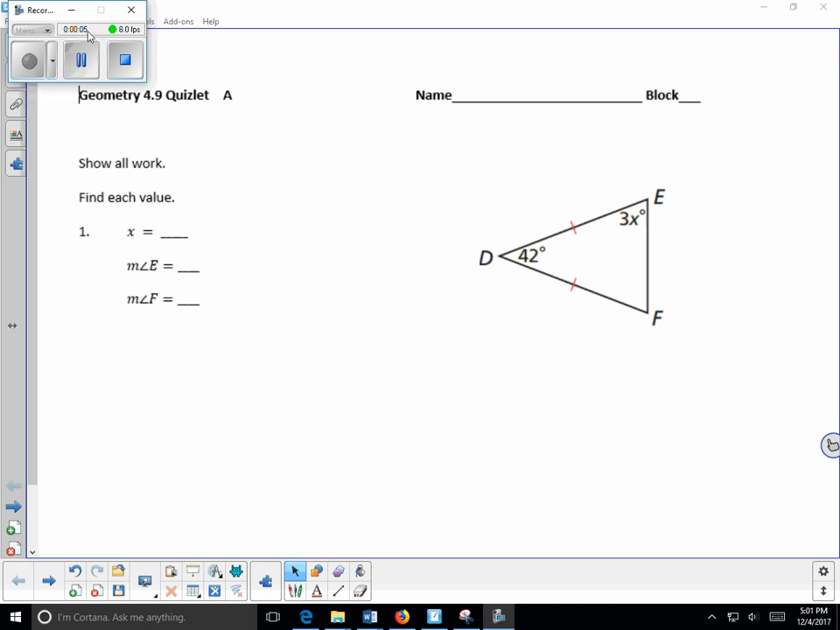We're going over the 4.9 Quizlet. I'm going to be going over version A and B. So if you had version A, you get to see a little bit more practice problems by looking at some of the ones from version B and vice versa. So let's start with number 1.